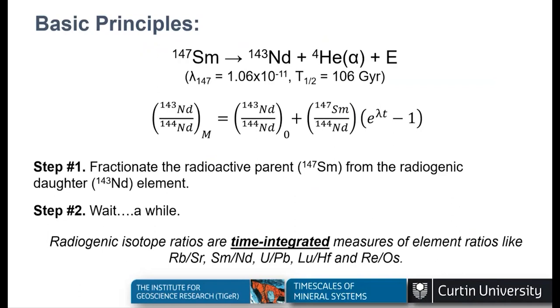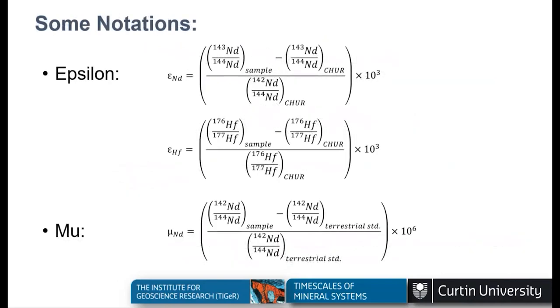So things like rubidium, strontium, samarium, neodymium, uranium, lead, and so on. Just some notations that Pete's already touched on. Particularly for the very long-lived systems like samarium, neodymium, and lutetium, hafnium, you are looking at very, very small changes in isotope ratios. So we commonly measure them to 6 significant figures. And we convert them into these epsilon notations, which are essentially parts per 10,000 relative to some standard, which in samarium, neodymium, and lutetium, hafnium is your chondritic uniform reservoir. You'll also see in some of the shorter lived systems this mu notation, which is parts per million relative to some terrestrial standard. I think those are the only two that I'll probably be using throughout the talk.